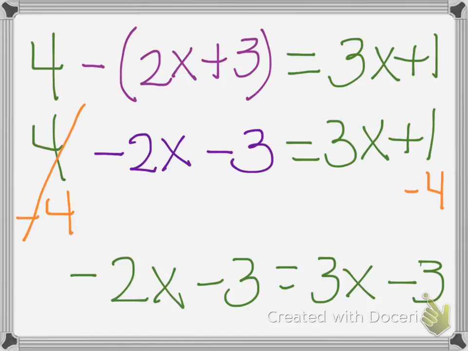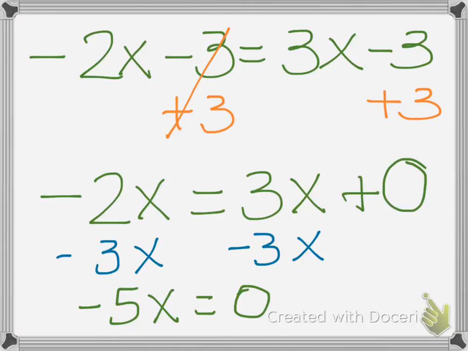The next step is to subtract the 4 from both sides. The 4 minus 4 is 0. We do check before we cross it out. We bring down the negative 2x, we bring down the negative 3, and that equals 3x minus 3.